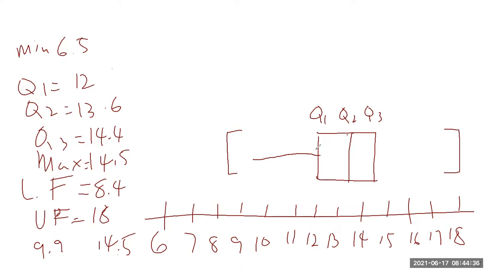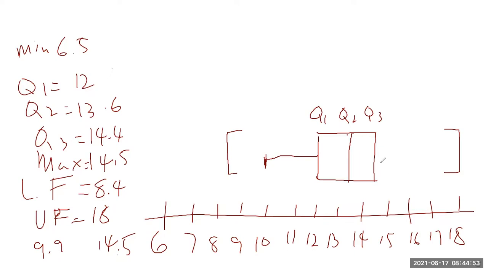So 9.9 would have been somewhere close to the 10. So we're going to be somewhere here. So from Q1 all the way to 9.9. This should be a straight line. Sorry, this is crooked. It should be a straight line.